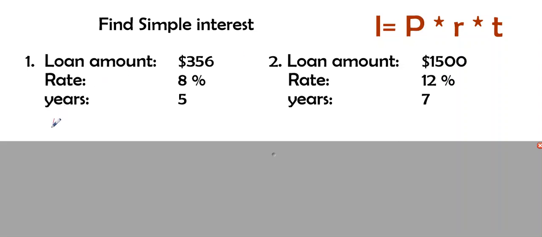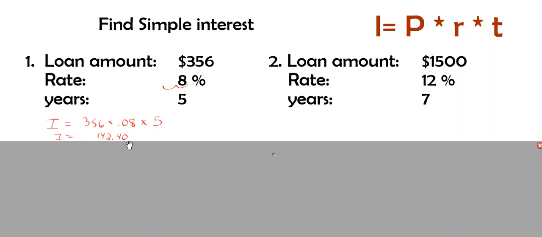So my interest equals my principal, $356, times my rate, 8%. I've got to move that 2 places, 1, 2, so that's 0.08. Then times my years, which is 5. Then you just grab your calculator: 356 times 0.08 times 5 equals $142.40. So that's how much interest I'm going to pay.